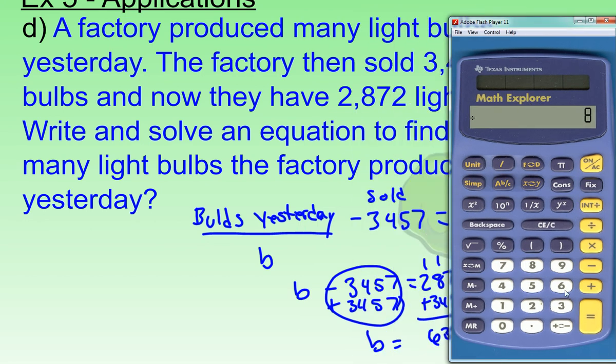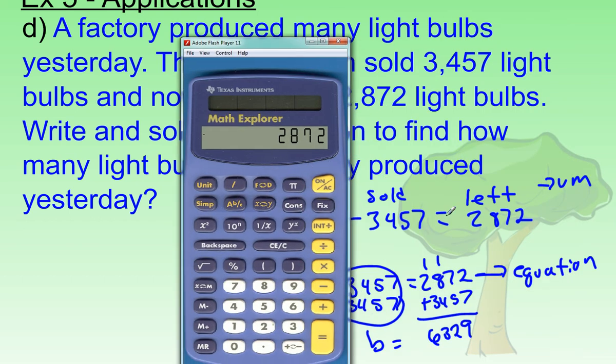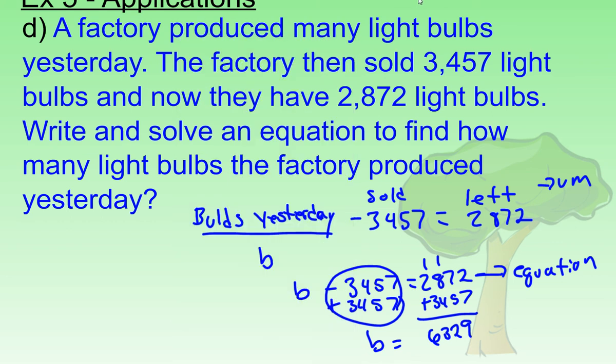Now I'm going to check using the calculator. So I'm going to take 6,329 bulbs minus 3,457 bulbs they sold, and we should get 2,872. Math checks out. We got it. That is how many bulbs they had yesterday.